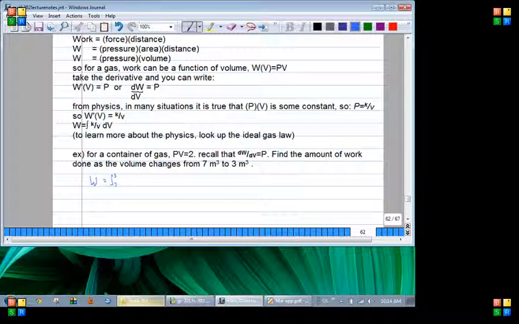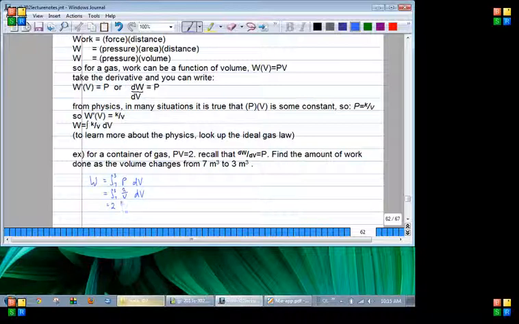Okay, now what are we integrating? P dV. Yeah, so we're going to integrate P of V, P dV. All right, well, what is P? 2 over V. So since PV equals 2, then P is 2 over V. Okay. So what do we do if we want to integrate this? Make it V to the minus 1.